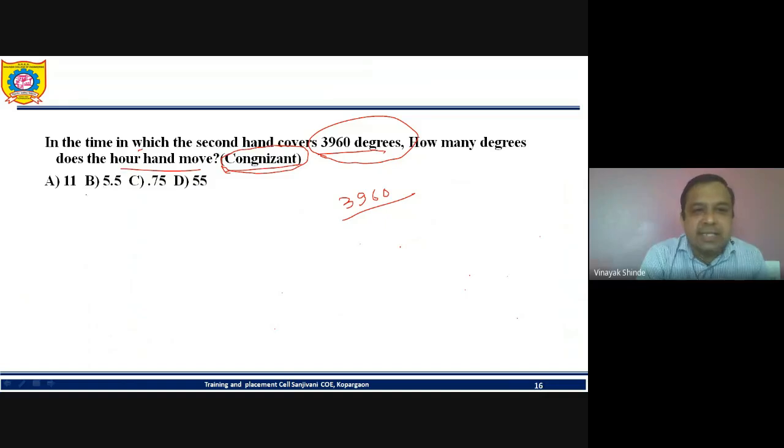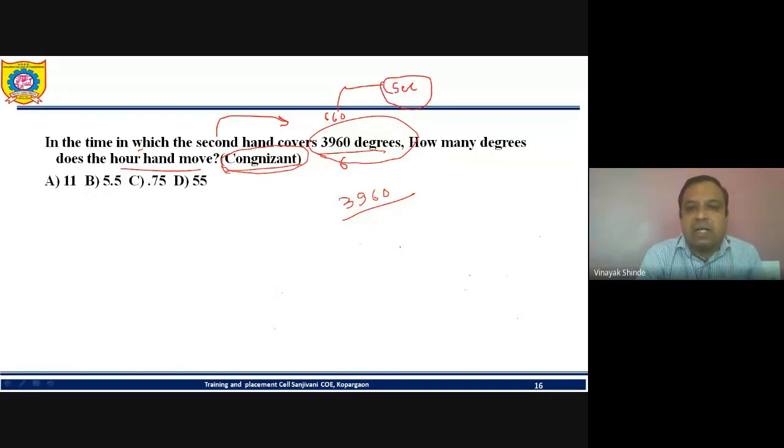Yes. So this is 3960 degrees, which is traveled by the second hand. We know in 1 second, the second hand completes 6 degrees, so you can divide it by 6. What do you get? 660. 3960 degrees means how many seconds? 660 seconds. These are seconds.